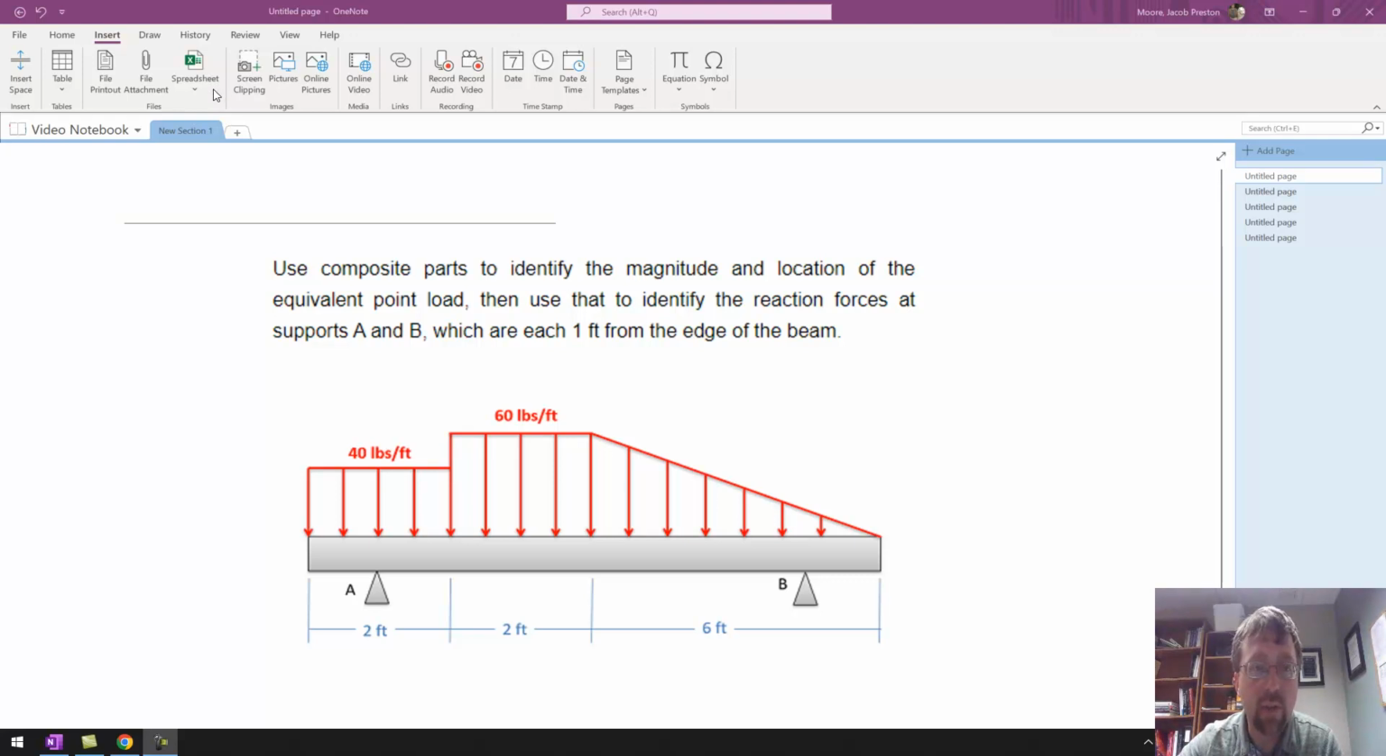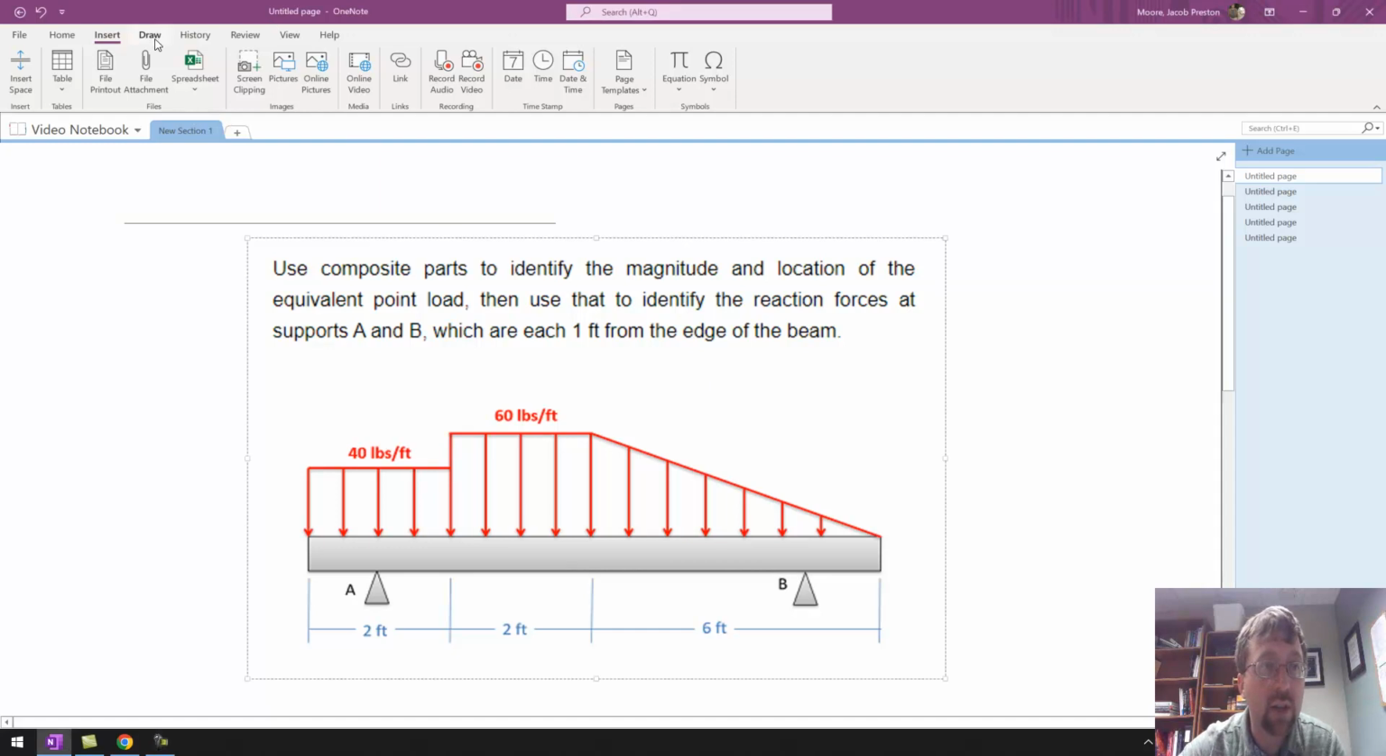Hello everyone. In this worked example, we're going to use the method of composite parts to identify the magnitude and location of the equivalent point load for the distributed force shown below. And then we're going to use that to identify the reaction forces at supports A and B, which are each 1 foot from the edge of the beam. So we've got 1 foot this way, 1 foot this way.